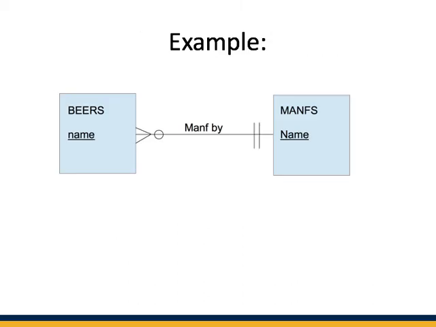So what are we storing here? Read this, right? What's it saying? A manufacturer has a name, Anheuser-Busch, let's say, and manufactures many beers, but it's optional.